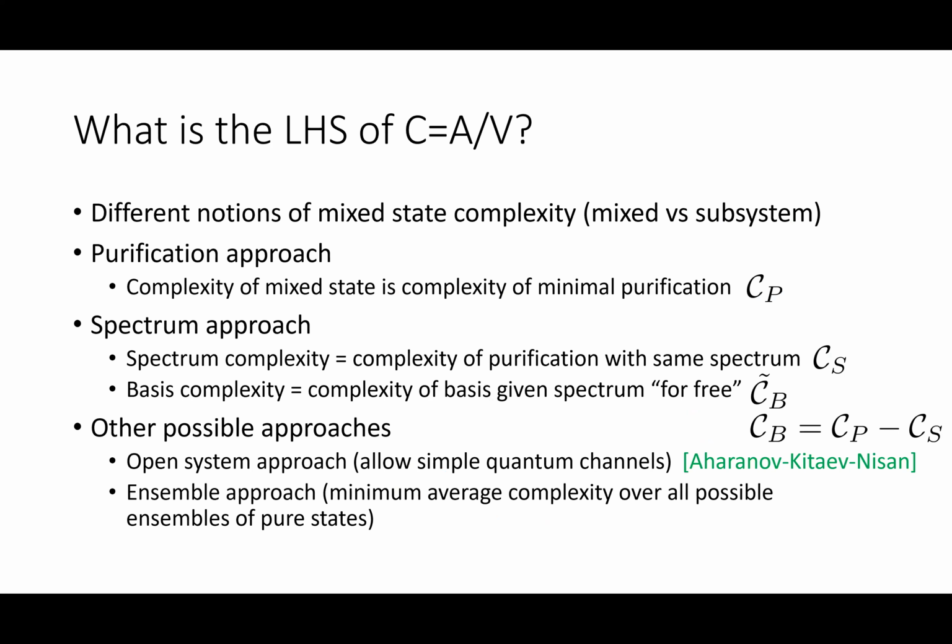We have a notion which can be applied to any set of qubits, say. So probably the most obvious thing to say is that the complexity of a mixed state could be taken to be the complexity of the minimum purification. In other words, we look at this mixed state, we look at all possible purifications of it, which is a pure state. We compute the complexity of each of those purifications. We minimize that over all purifications. And that's what I denote curly C sub P, the purification complexity.